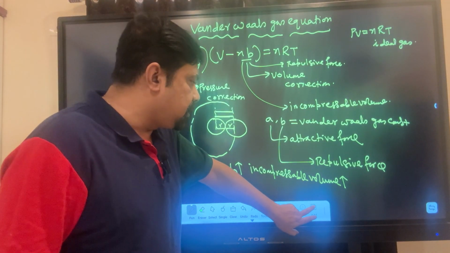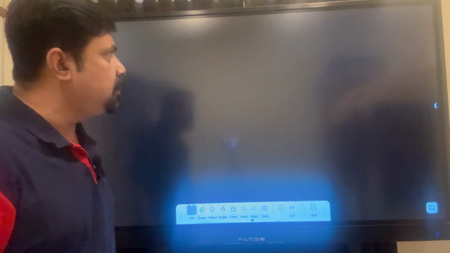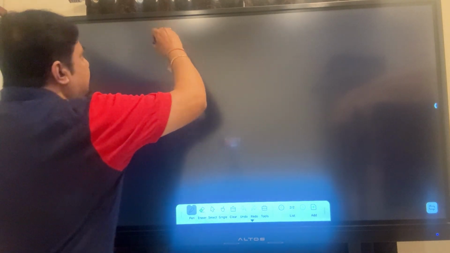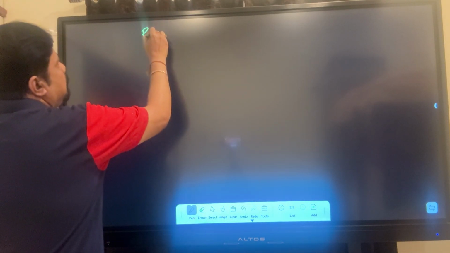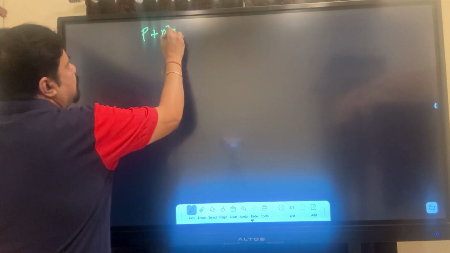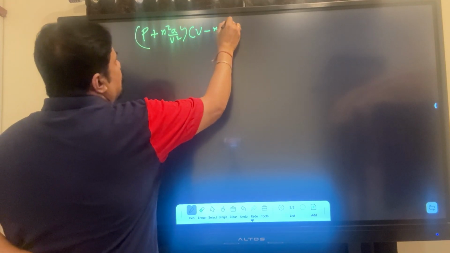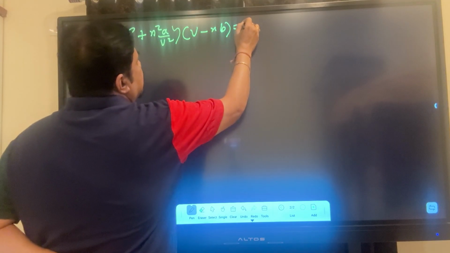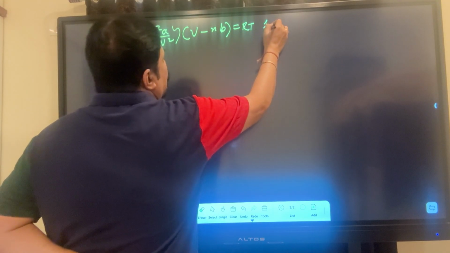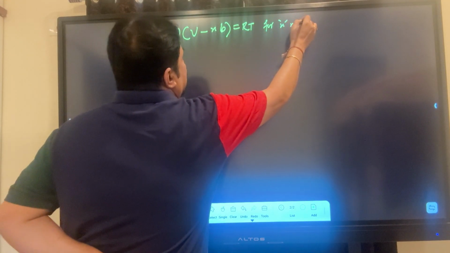Now our perspective is different. What is our perspective? We got that (P plus n squared A by V squared) into (V minus nB) equals nRT, for n moles of gas.